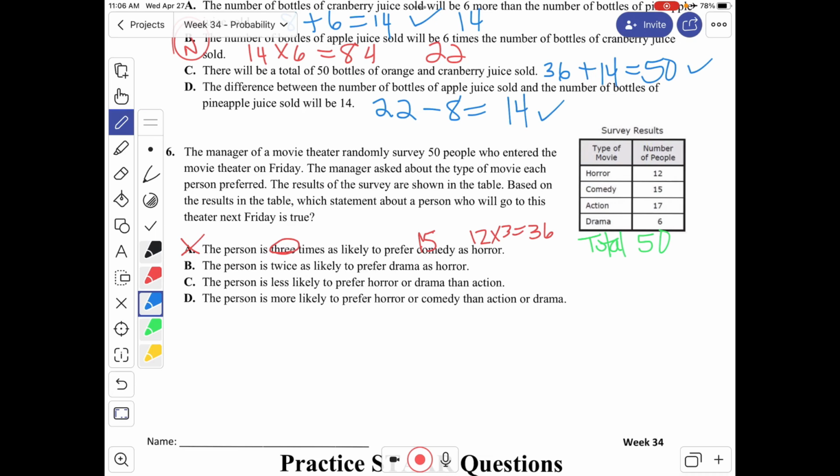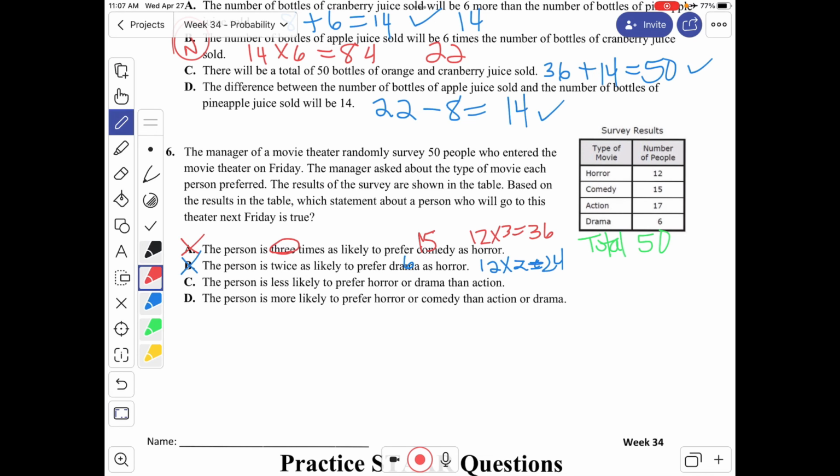B states the person is twice as likely to prefer drama as horror. So horror times 2 is 24. Is drama 24? No, it's only 6, so that one's not correct either.